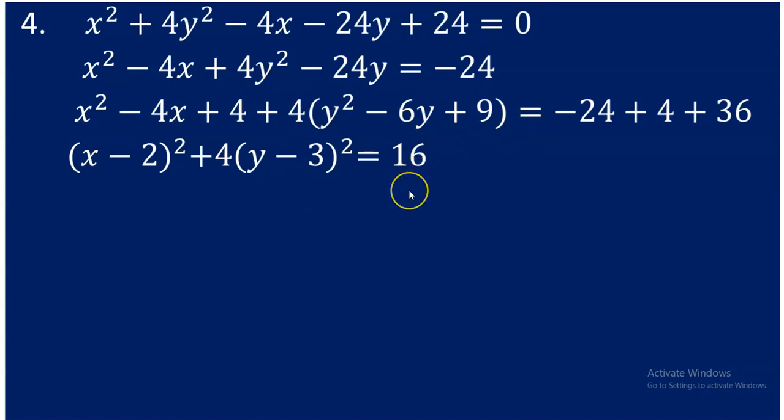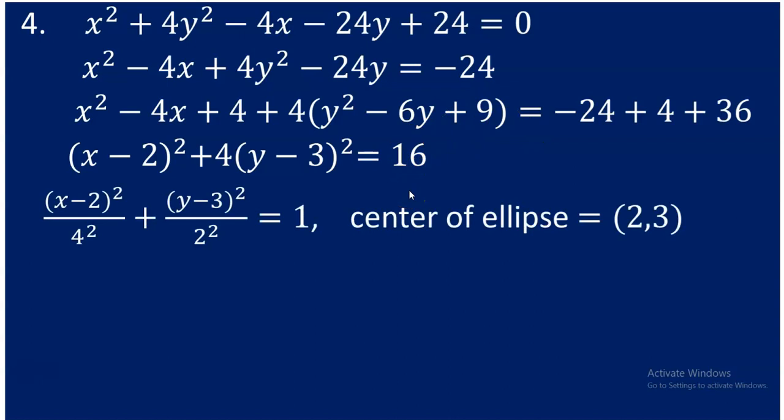Dividing the whole by 16, I can have x minus 2 the whole squared divided by 4 squared plus y minus 3 the whole squared divided by, again, 4 is equal to 1, but I can write 4 as 2 squared. So this is an ellipse having center 2, 3, because at x equals 2 and y equals 3 everything goes to 0. Because of this, the center of the ellipse is at 2, 3.